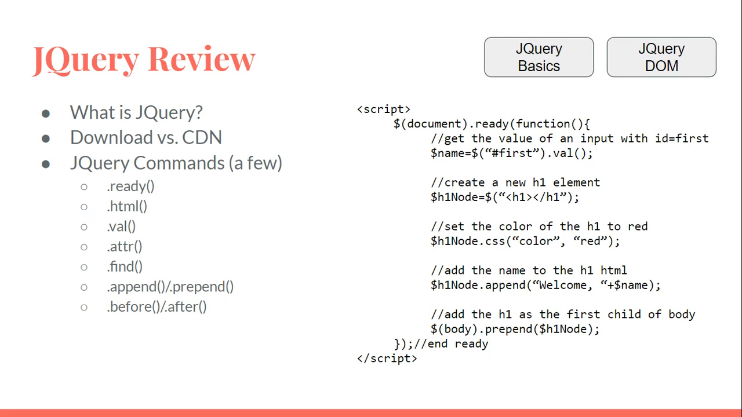Just as a review, some jQuery commands that we've talked about in the past. We've talked about ready, HTML, which gets the HTML of an element, val, which gets the value of an input, attribute, which gets or sets the value of an attribute. And then things like find, append, prepend, before, and after are all used for working in the DOM and manipulating the DOM inside of a document.